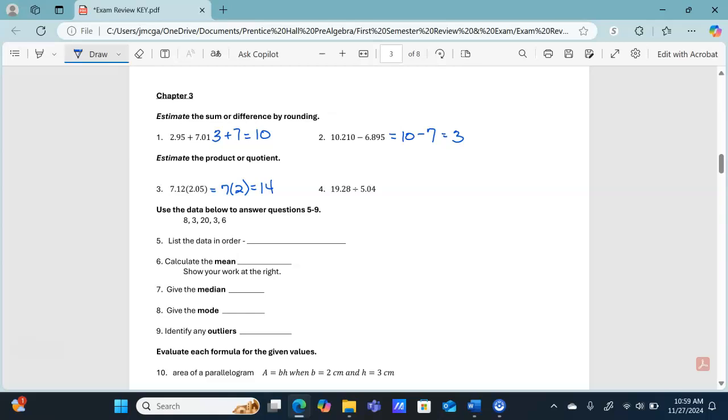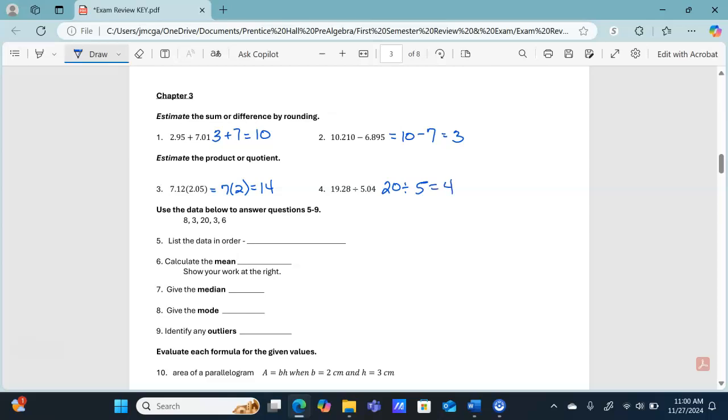With division, this is the only time that your rounding is a little different, because in division, what you want to do is find something that's easy to divide. So like here, 5.04 is close to 5. I need a number close to 19 that's evenly divisible by 5. And so I'm going to actually round that 19.28 up to 20. And that would give me that it's close to 4.